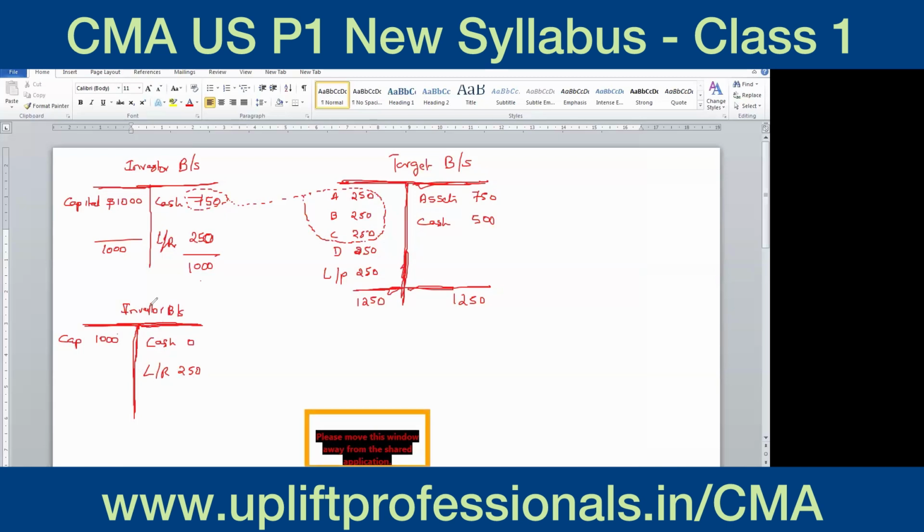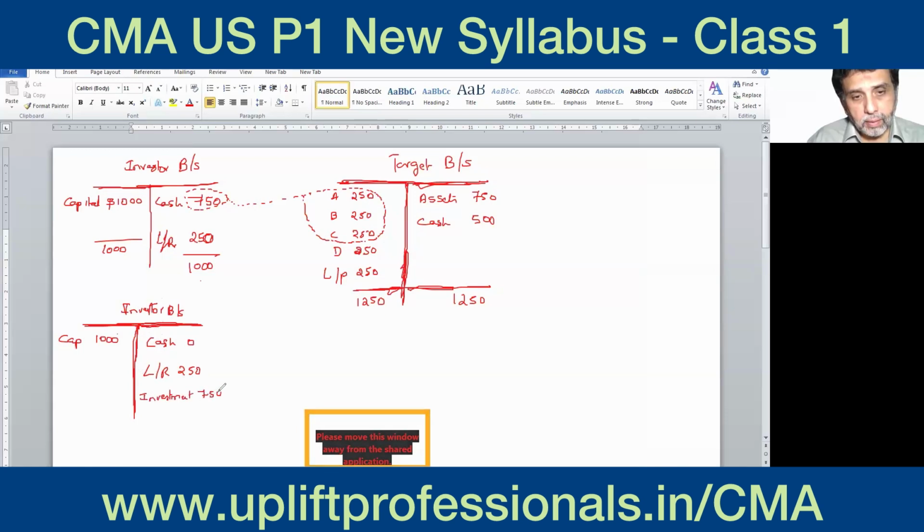Anybody? Investment. Yes, sir. Investment of 750. Okay. It will be accounted under the equity method. Equity method is a long method. To explain, it will take time.